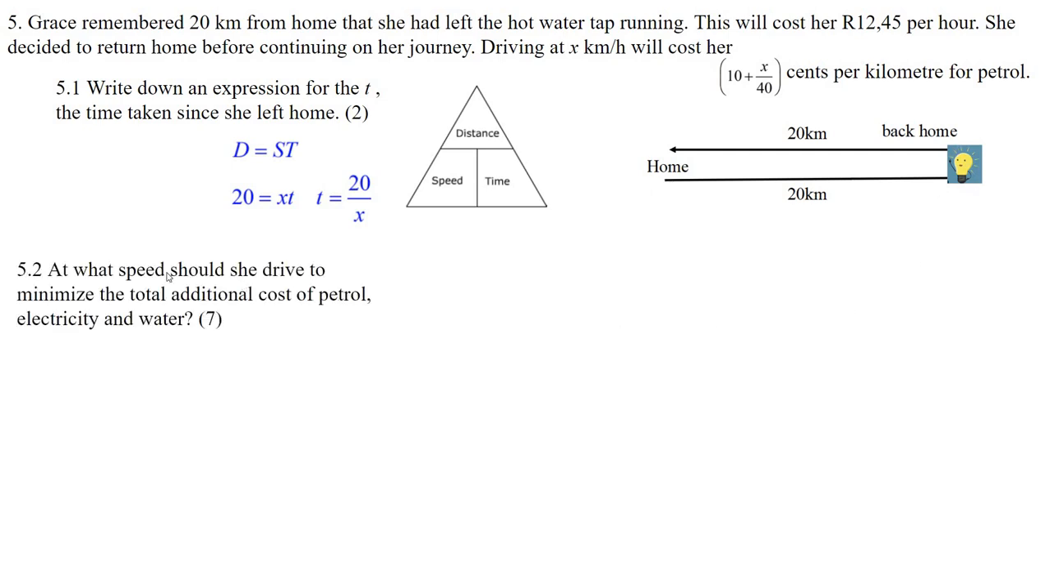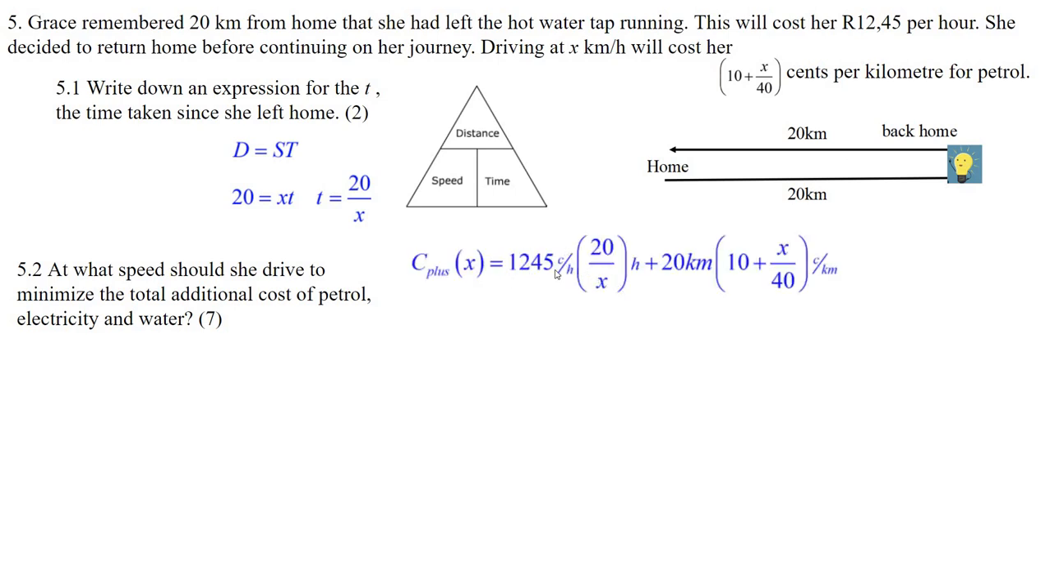But what they're really interested in, at what speed should she drive back to minimize the total cost of the petrol and electricity and water. Well, electricity and water, that's what they're talking about, the geyser here, the hot water. And petrol is this one. So let's build an equation.